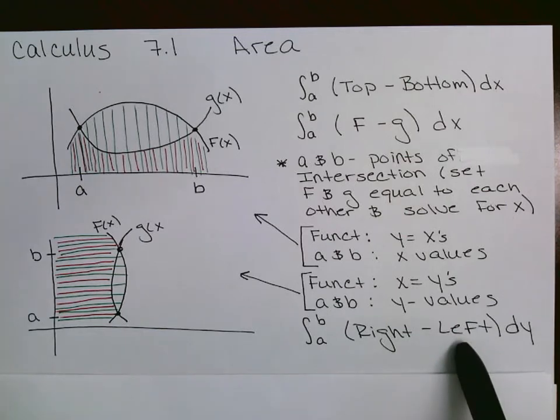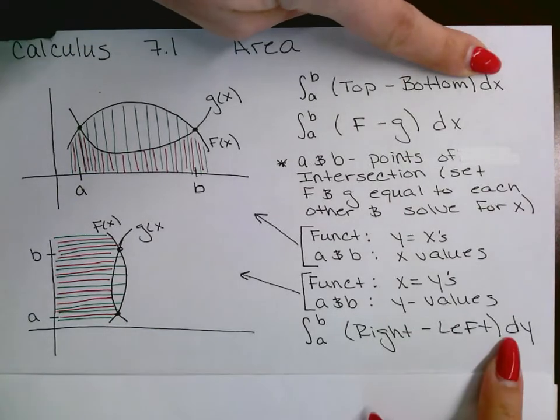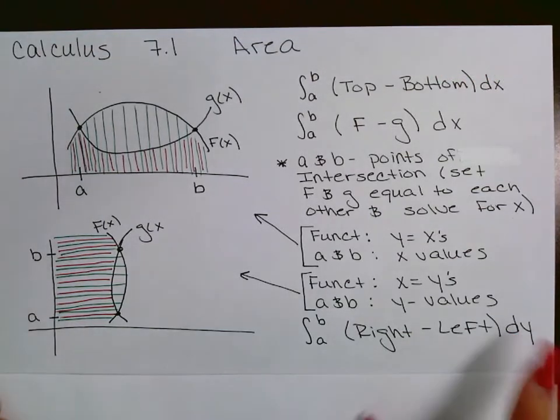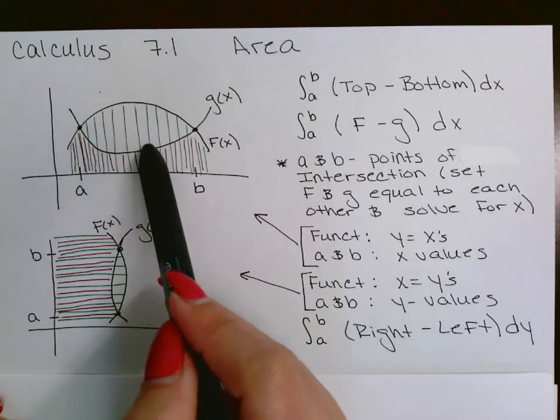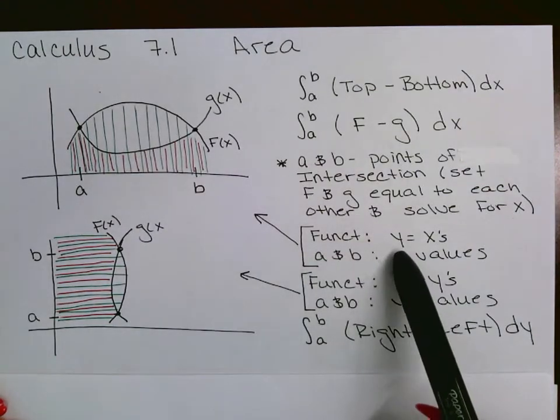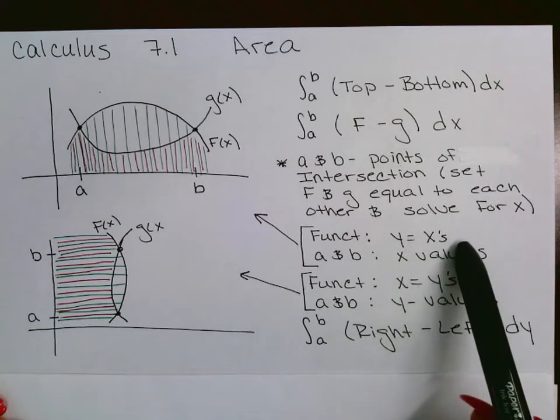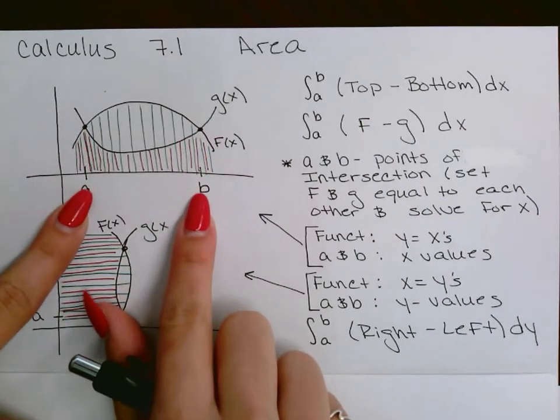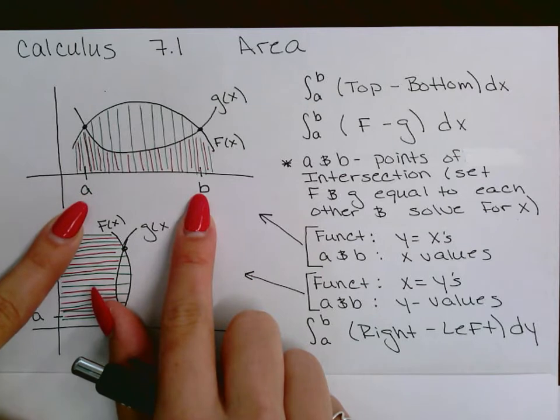Okay? Now notice that these two equations are different because this one says dx and this one is dy. So when I read equations top to bottom, okay, look at this little box here. My function will read y equals, and it'll have a function with x's. So like y equals x squared or square root of x and things like that. And your a's and b's here will be x values, okay?